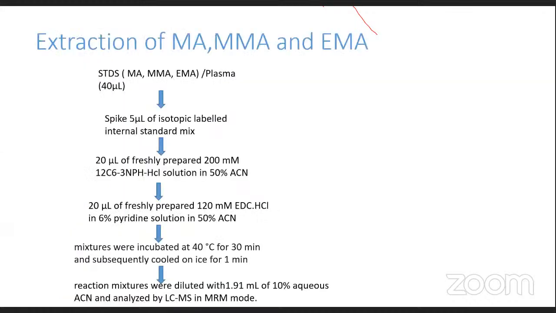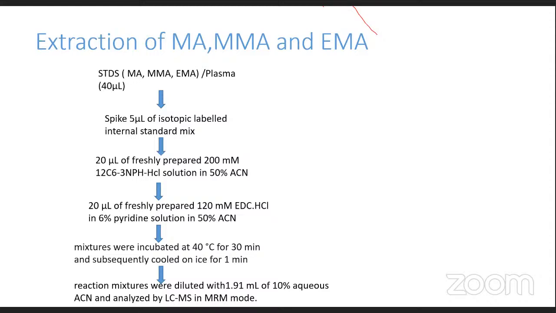So this is the extraction procedure for malonic acid, methyl malonic acid, and ethyl malonic acid. We have to derivatize in this reaction. You have to take equal amounts of standards and the biological sample like plasma, 40 microliters, and spike in 5 microliters of isotopic labeled internal standard mix. After that, add 20 microliters of freshly prepared 200 millimolar metanitrophenyl hydrazine and 20 microliters of freshly prepared 120 millimolar ethylenediamine chloride.